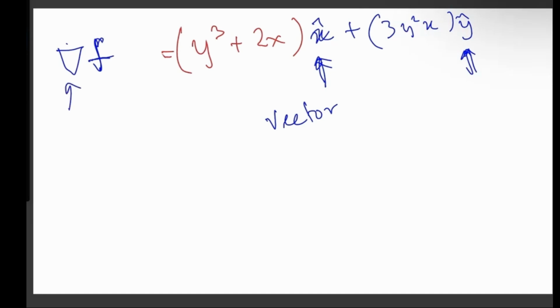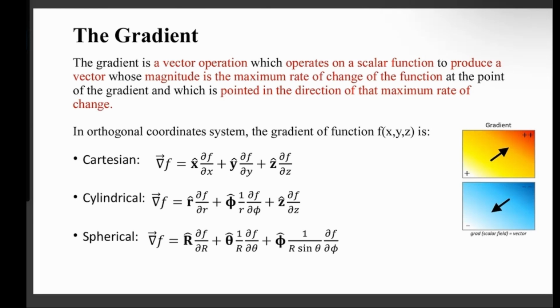This is called the gradient. The gradient is the combination of partial derivatives. The gradient is a vector operation which operates on a scalar function to produce a vector. So the input is a scalar and the output is a vector.